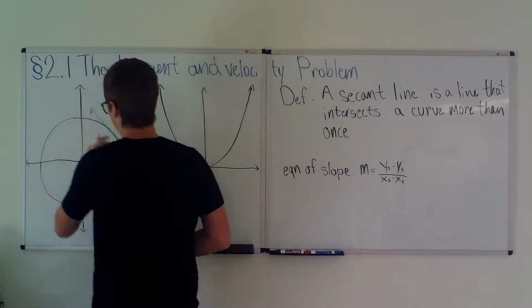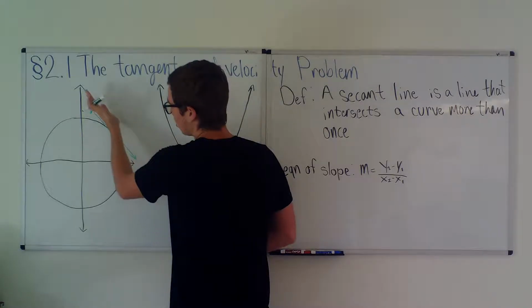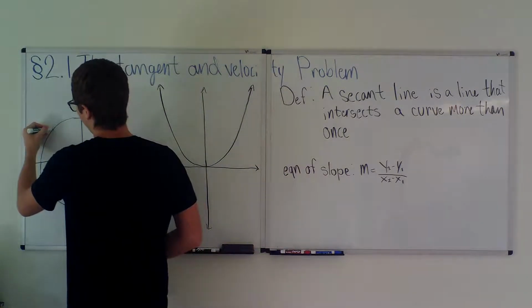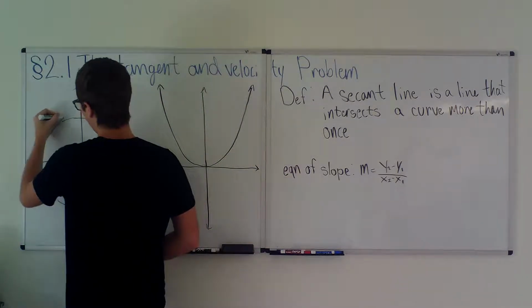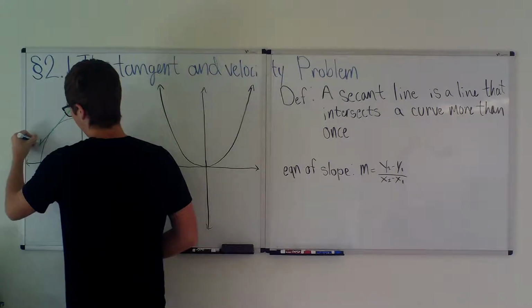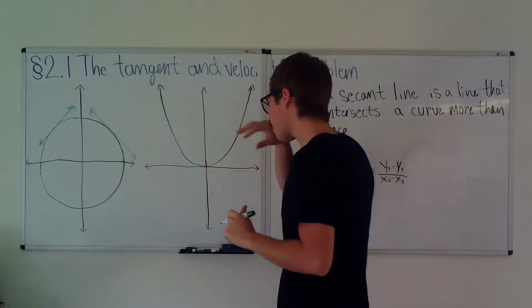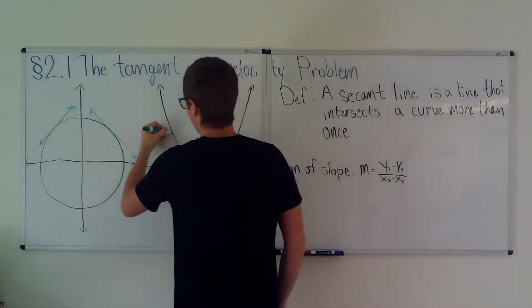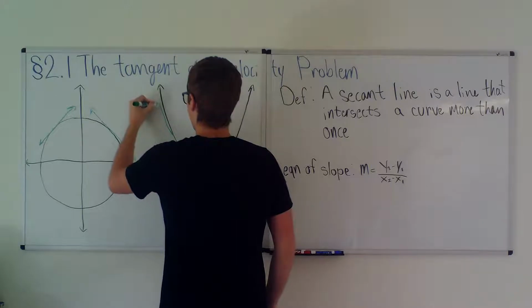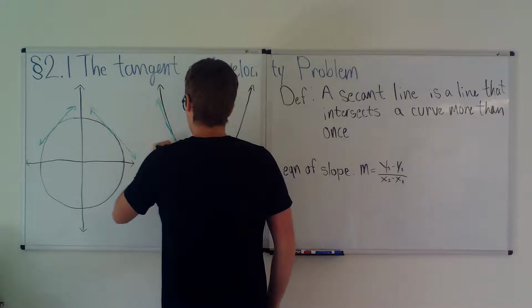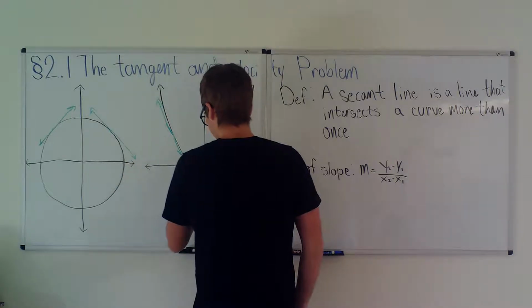It basically kisses the curve. And we got one over here. And we have them all the way around the circle. At every point on the circle, there's a tangent line to it. And for a parabola, they look like this, very similar. It touches the curve at one point.